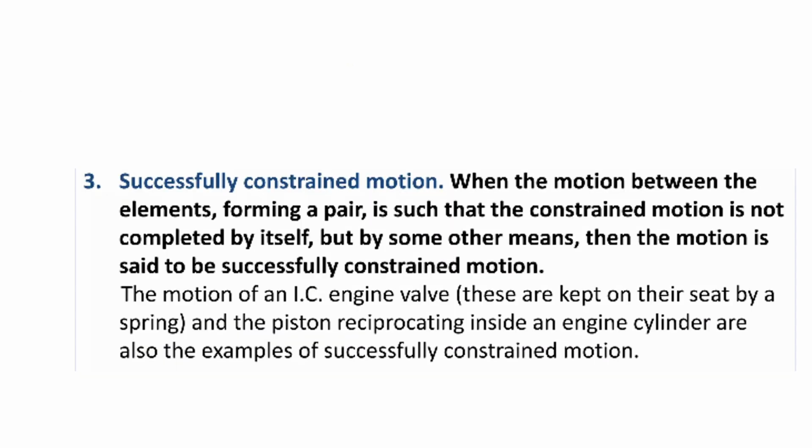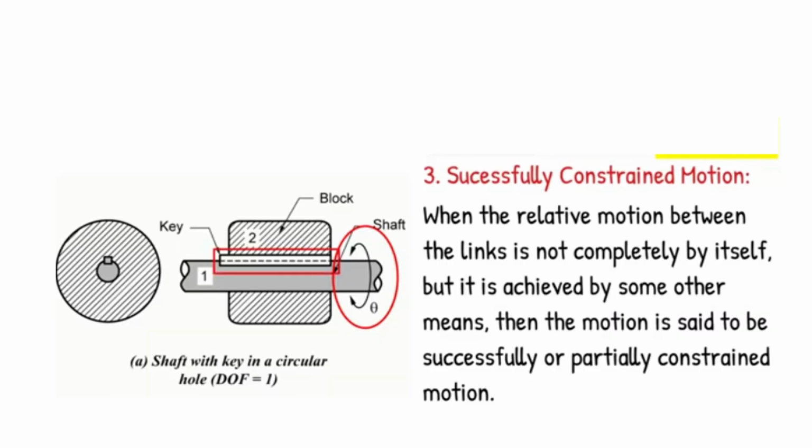Successfully constrained means it is forming a pair such that the constrained motion is not completed by itself but by some other means. For example, the motion is controlled by a third element, such as a weight or anything else. We call it successfully constrained.